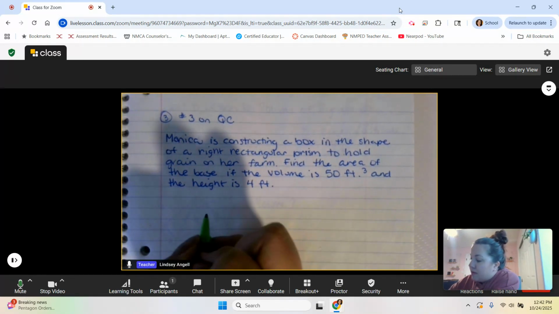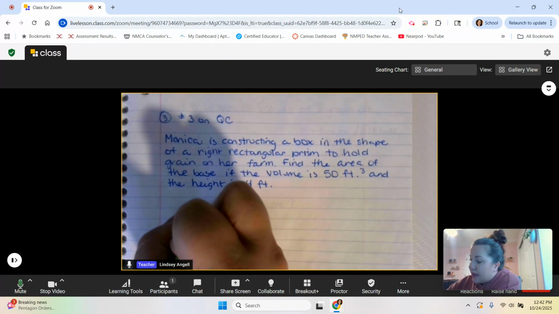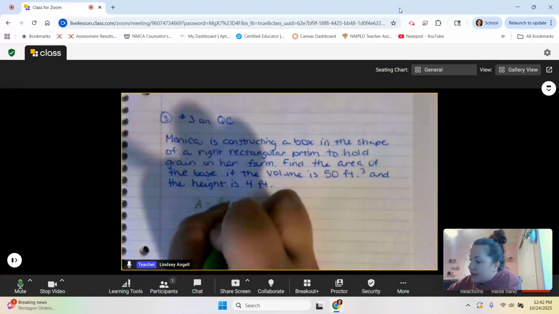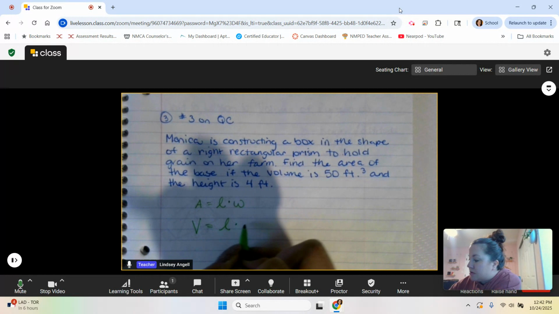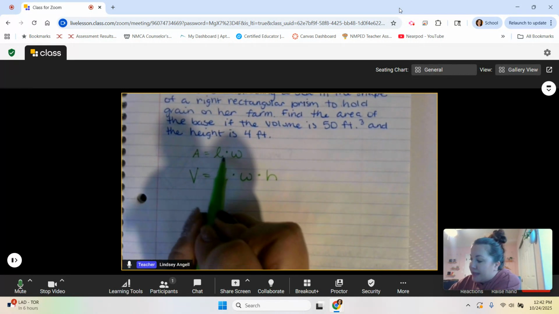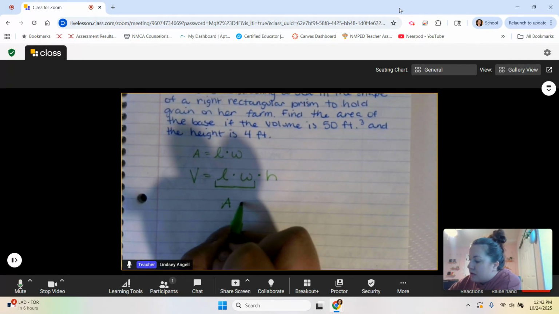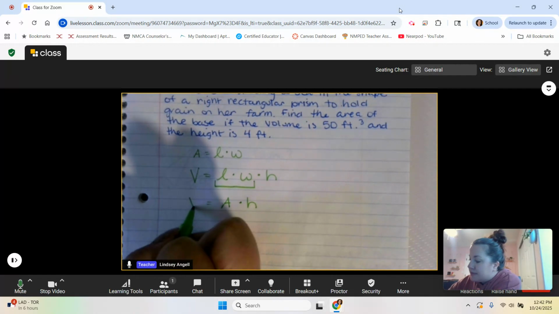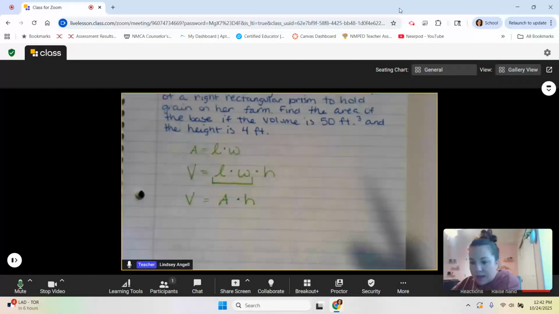So the area of the base, first off, area is equal to length times width, okay? So within our volume formula, we know that volume is equal to length times width times height. Well, we could just replace this whole thing as A. So now we have A times the height is equal to volume. And that's kind of what I talked about at the beginning of the video, right? You finding the area and then multiplying it by the height.